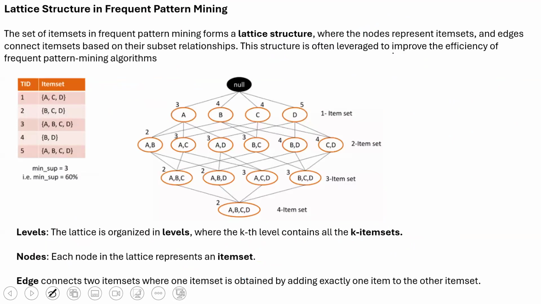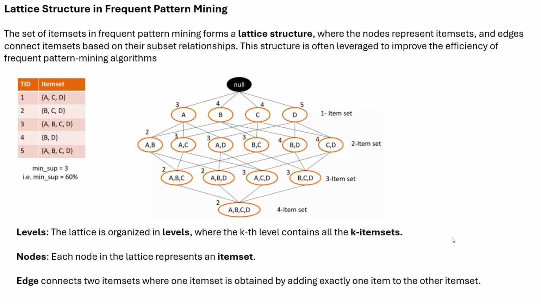Okay, so this is what we have seen, right? Lattice structure. The set of item sets in frequent pattern mining forms a lattice structure, where all possible item sets are nodes, and edges connect item sets based on their subset relationship. Edges connect the item sets based on the relationship. This structure is often leveraged to improve the efficiency of the frequent pattern mining algorithm.